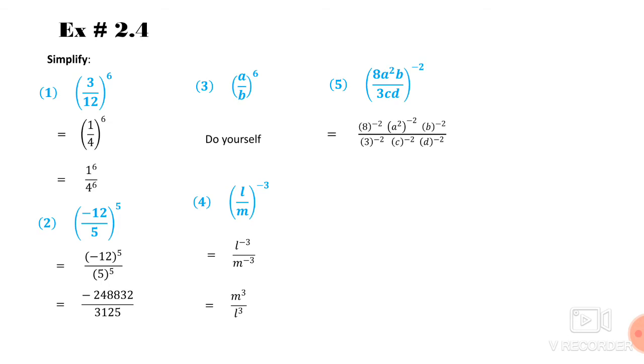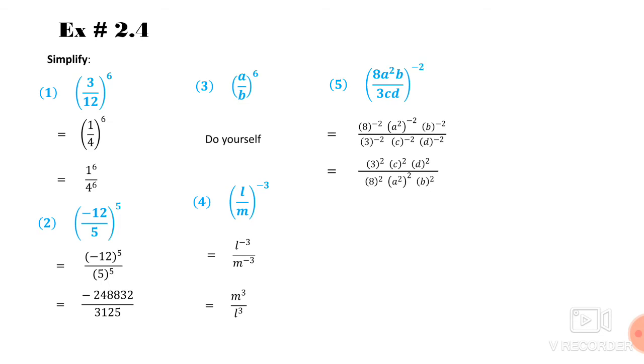Okay, here we have applied the exponent first. 8 exponent minus 2, a square exponent minus 2, b exponent minus 2, 3 exponent minus 2, c exponent minus 2 and d exponent minus 2. Now take the reciprocal to convert the negative power into a positive power.